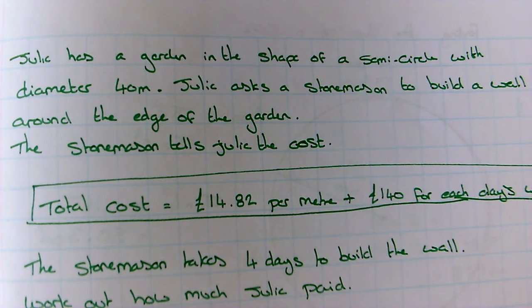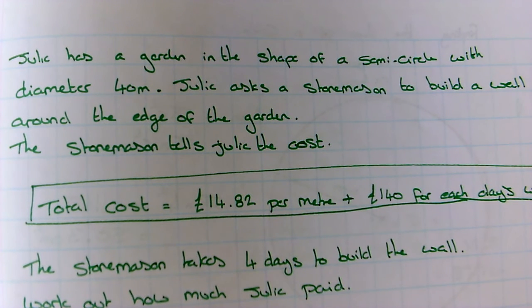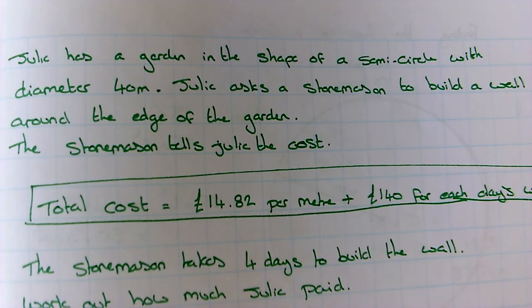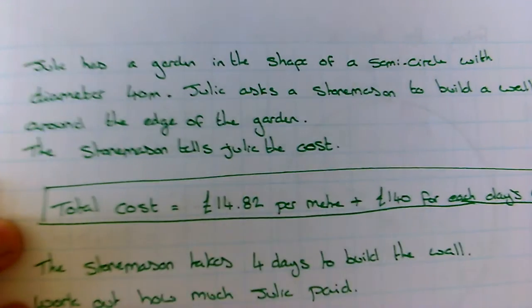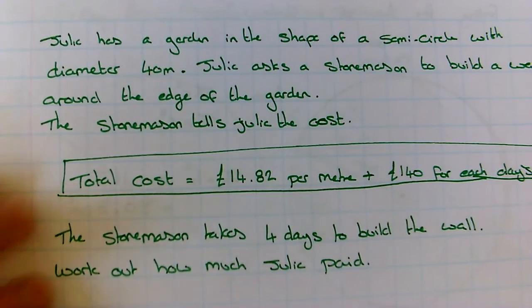So we've got Julie has a garden in the shape of a semicircle with a diameter 40 metres. Julie asks a stonemason to build a wall around the edge of the garden. The stonemason tells Julie the cost. So the total cost equals £14.82 per metre plus £140 for each day's work. The stonemason takes 4 days to build the wall. Work out how much Julie paid. Okay, so there's a lot of information to take in there.